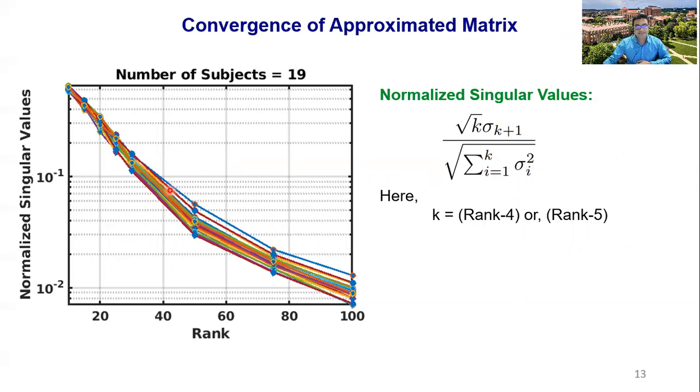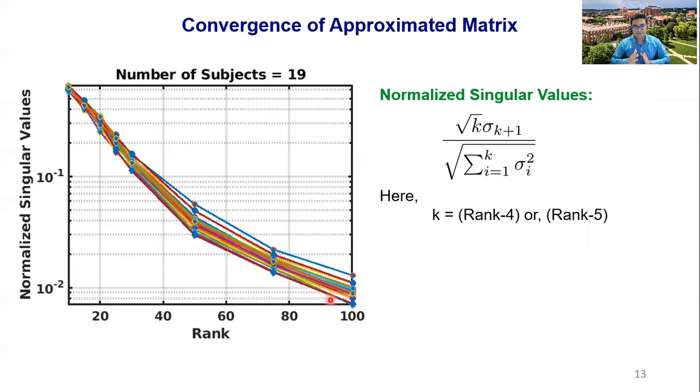And if we plot the normalized singular values here, you can see that at a rank of 100 or beyond, it reduces to within 1 to 2% across the subjects. So this curve gives us an idea how the error might propagate across the subjects and with respect to rank. But we need to be sure about this.